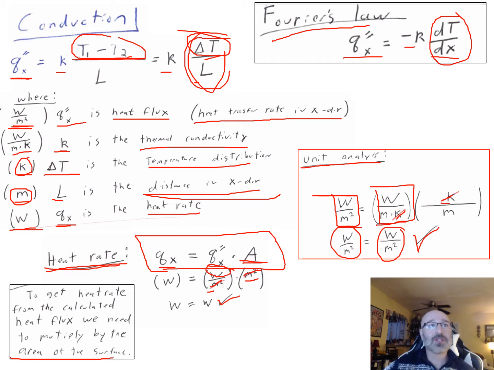So this is dealing with conduction, talking about a couple different ways we may see Fourier's law, our unit analysis, and all the individual variables we might be using.